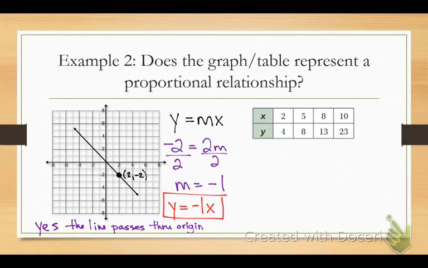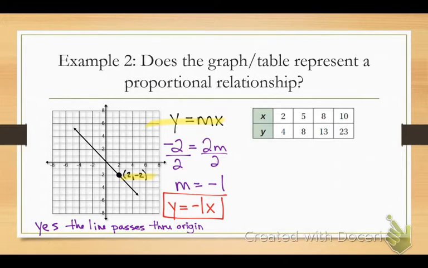So the first part of your answer is real simple. Does it pass through the origin or not? If it does, pick an ordered pair. This part's going to take a little bit of practice. Pick an ordered pair, plug it in for x and y in your formula. If you forget the formula, you will have nothing to plug it into. And then solve for m, plug that value in for m.